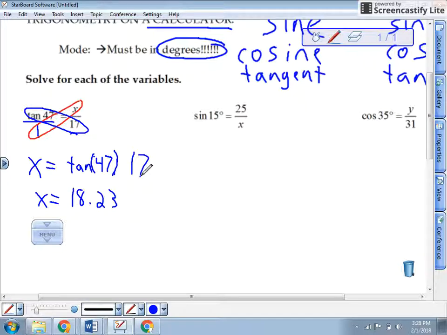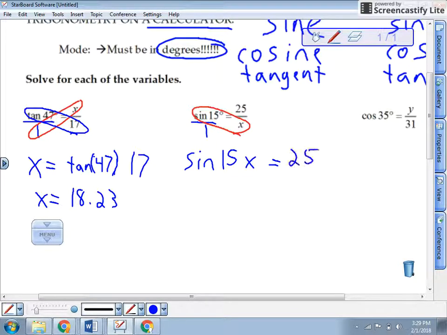Now the next one. The variable's on the bottom. Doesn't really matter. Again, we still put the sine 15 over 1. We're going to have one additional step. When we cross multiply, we get sine of 15 times x, and that equals 25 times 1, which is just 25.